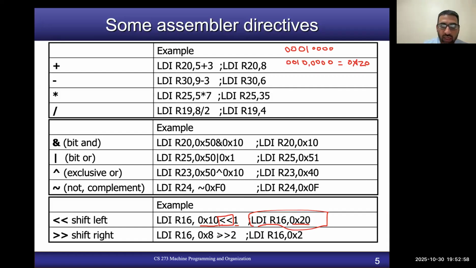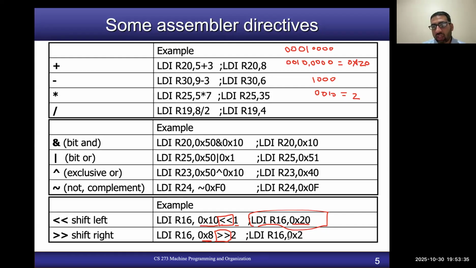Okay. Shift right operation. It performs exactly the same thing, but just in the opposite direction, right? So here you are saying 0x8 shifted 2 times toward the right direction. I am not going to write the 8-bit binary, I'm just writing 4-bit binary. The 4-bit binary of 8 is 1000. If I shift it right 2 times, it will become 0010, which is equal to 2, right?